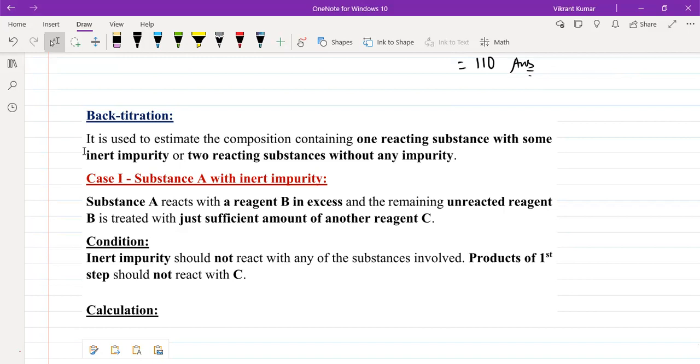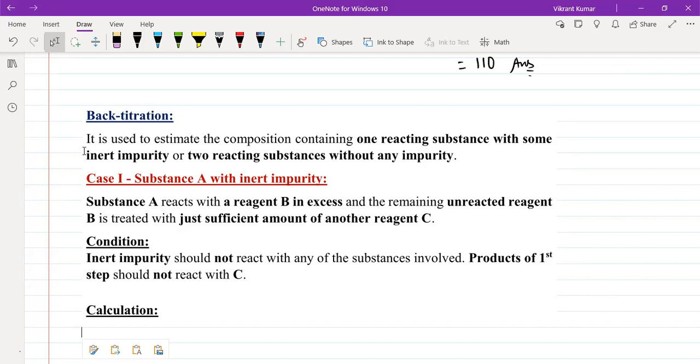That's one case, which is the case one जो तुमको दिख रहा है सामने स्क्रीन पे. Second case can be you can have two compounds का mixture without any impurity. ठीक है? पहला क्या मैंने बोला? You can have one reacting substance present with inert impurities. Impurities are not going to react. Second case, you'll be having a mixture of two reacting substances, but in that case, there should not be any impurity. Is it okay? उसके composition का estimation will be the purpose of back titration.